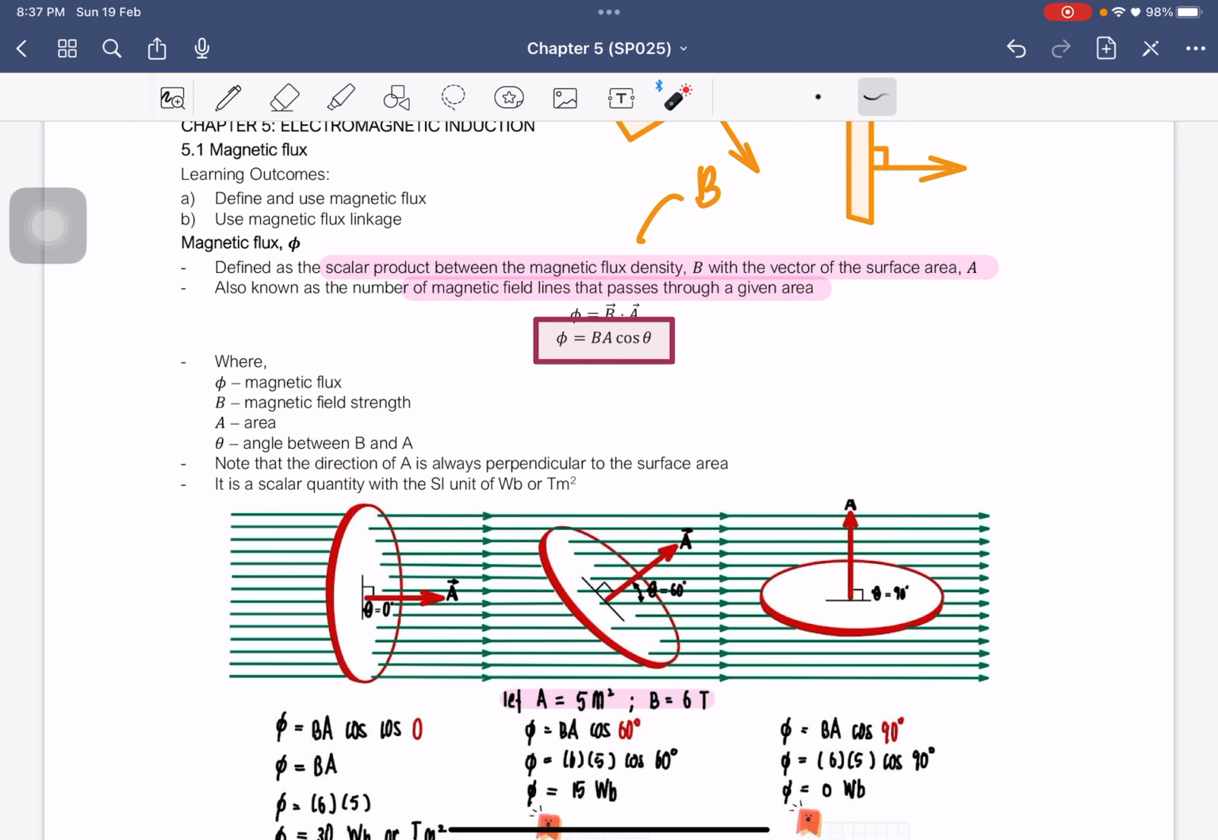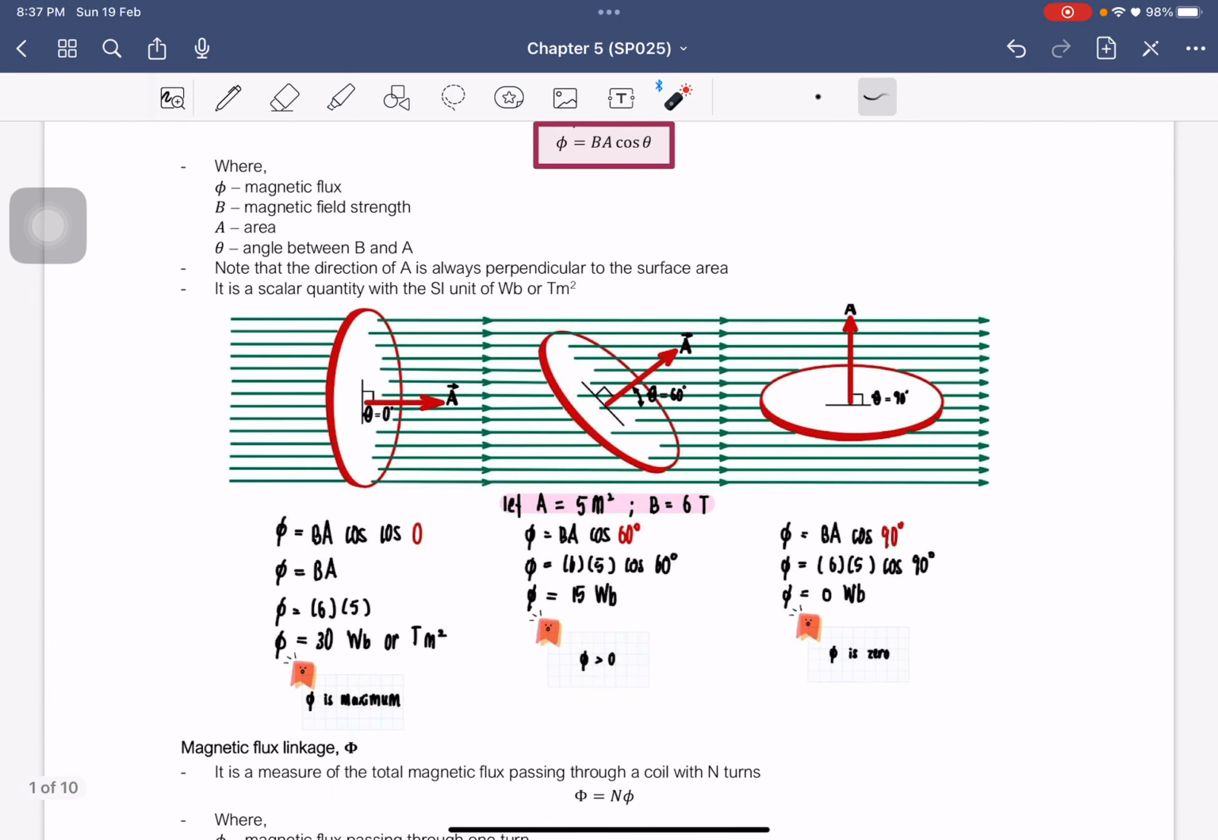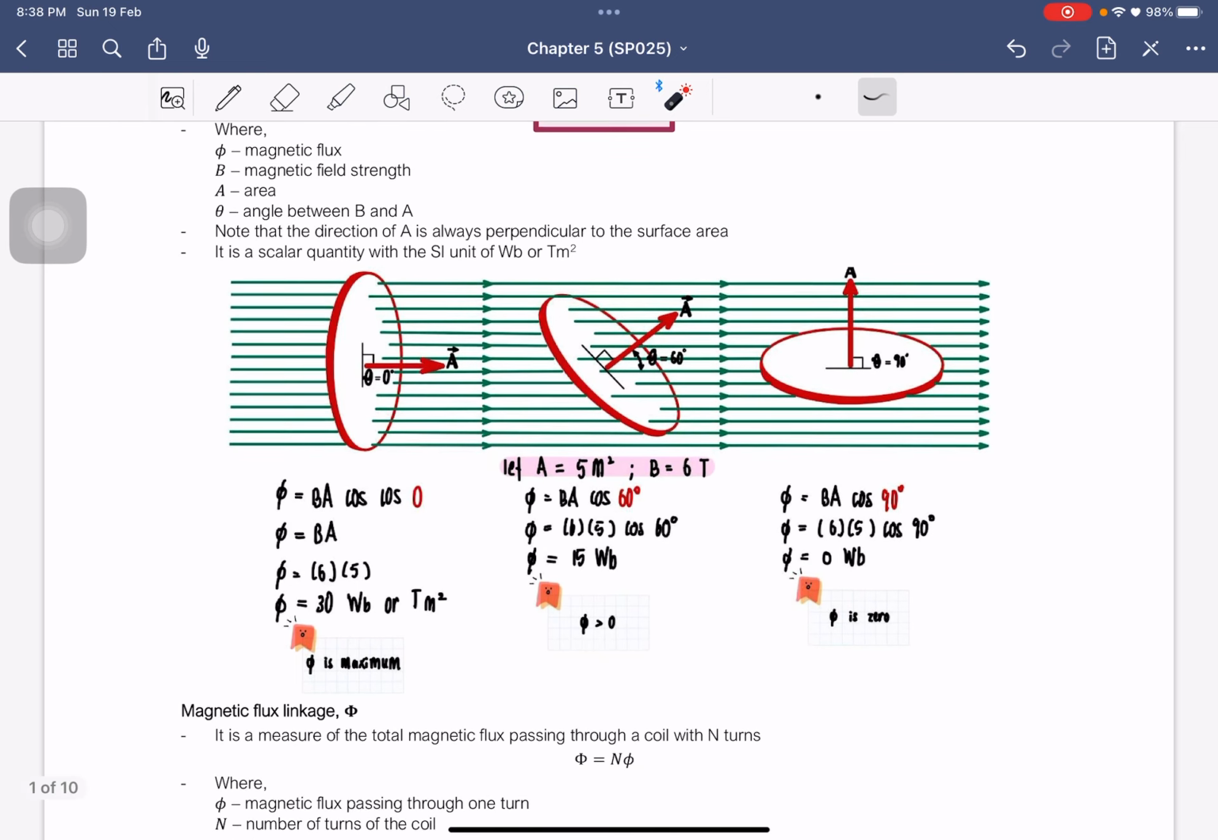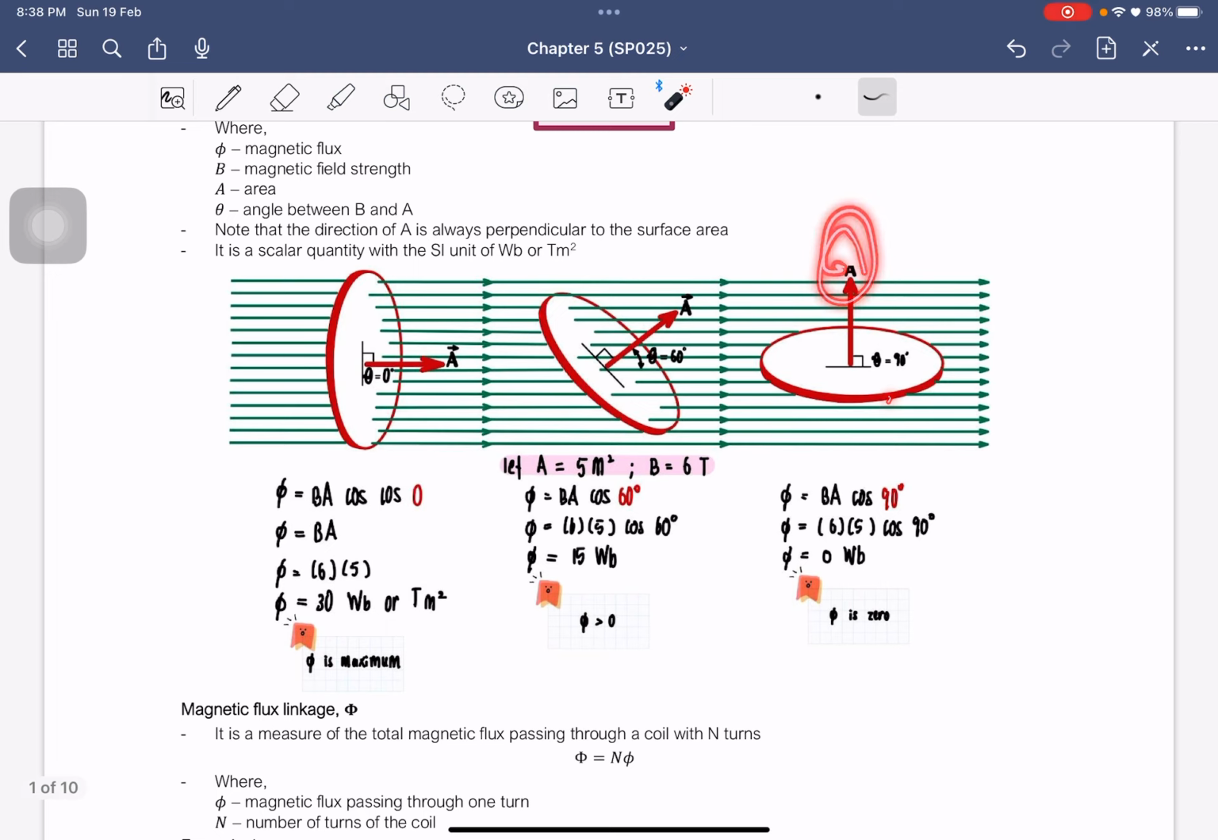Alright. So it is a scalar quantity. It has the unit of Weber ataupun Tesla square, Tesla meter square. Macam itulah. Alright, so let's look at this situation here. Oh, I've cropped some of it. Is that a problem? It's okay lah, malas mau fix nanti.